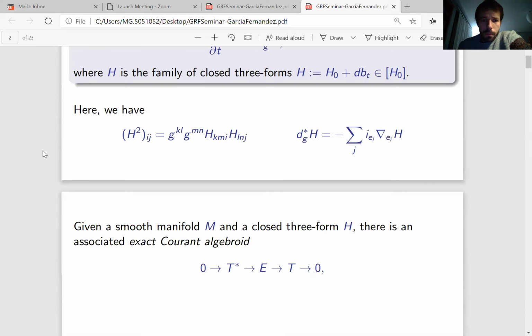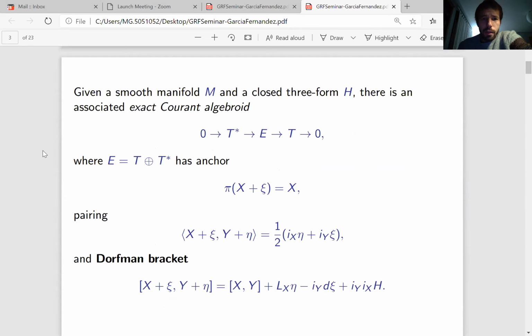So just recall a few things in order to exhibit the symmetries of these equations. What we are going to do is to relate this to generalized geometry. So recall that given a smooth manifold and a closed three form H, there is an associated exact Courant algebroid given by an exact sequence like this, where E, just as a vector bundle, is the tangent plus the cotangent bundle. And there is further structure given by the anchor, which is this map here, sending x plus ξ to x, where x is a vector field and ξ is a one form. It has a canonical pairing given by pairing vector fields with one forms and a Dorfman bracket, which is written in this form and depends on the choice of closed three form.